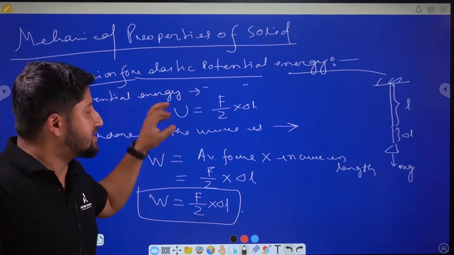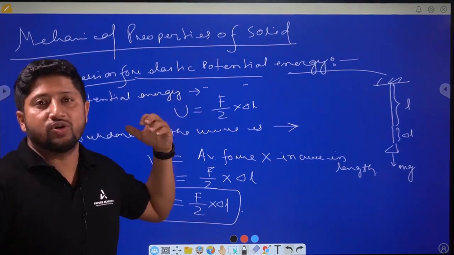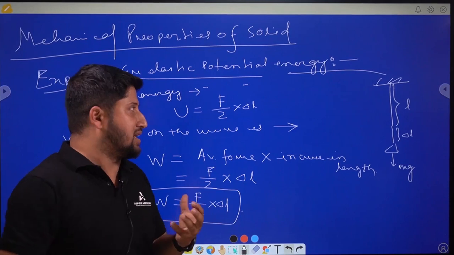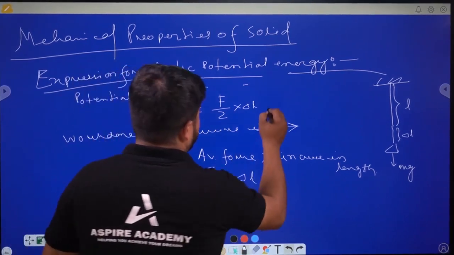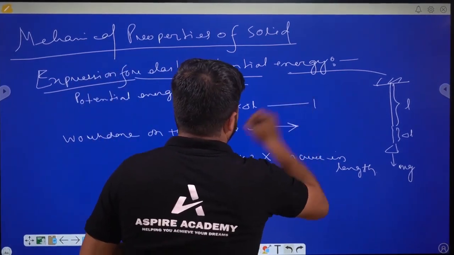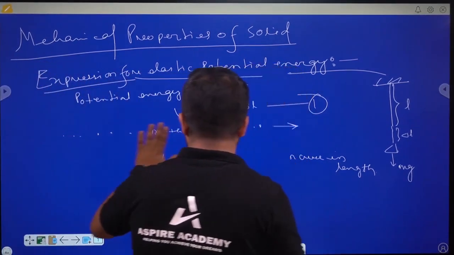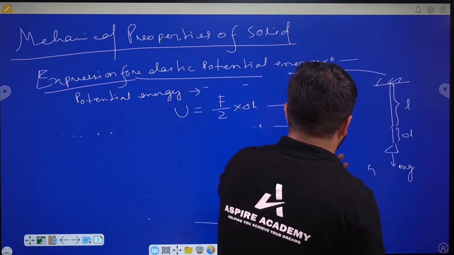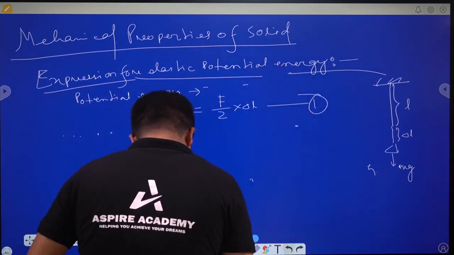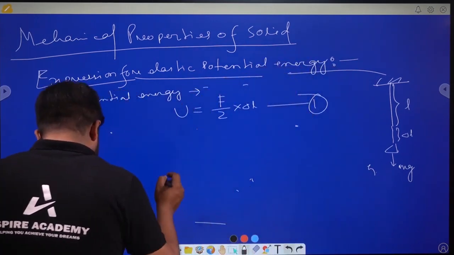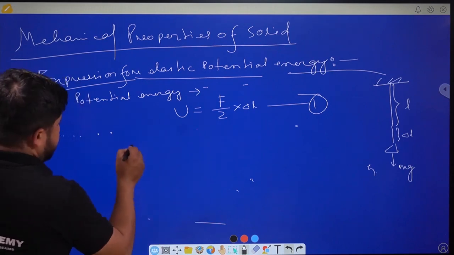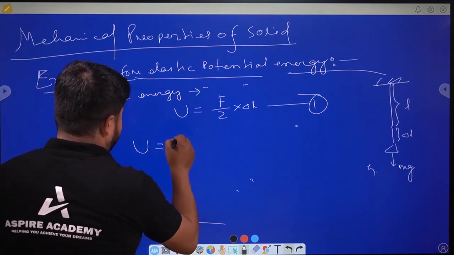Why are we using the same formula as the work done? Because work done is stored as a potential energy. That's why potential energy is F by 2 into del L. This is, suppose we consider it as equation number 1. After that, this equation we can modify like this.